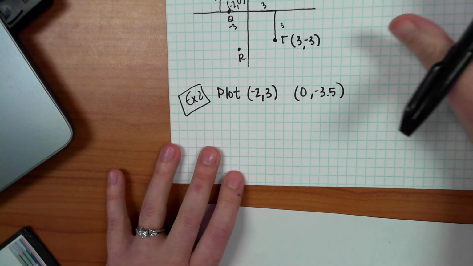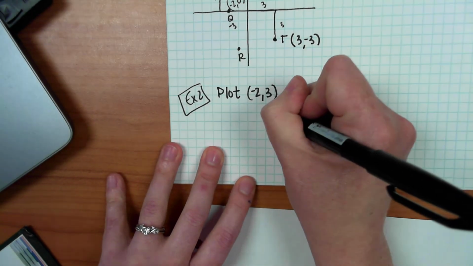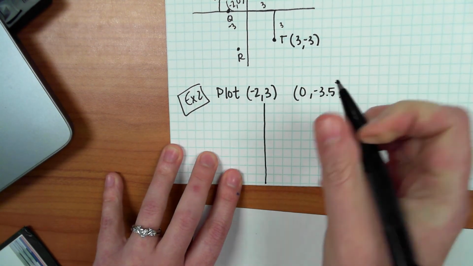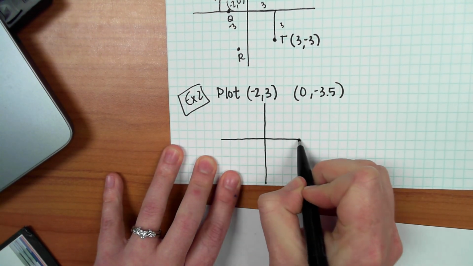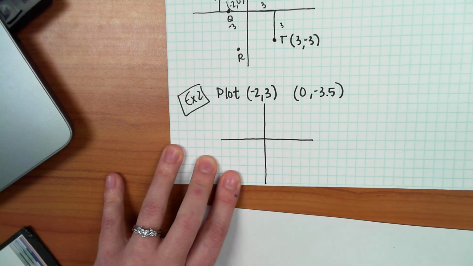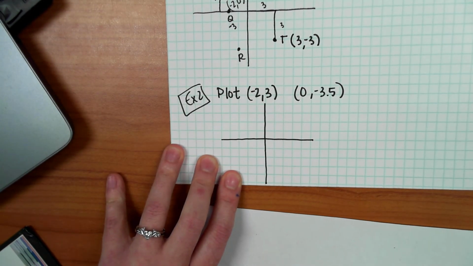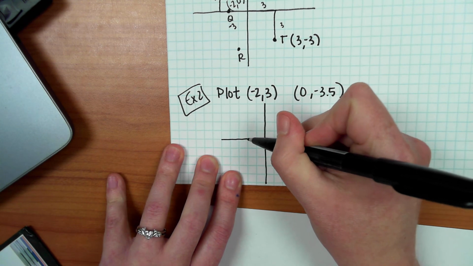Example 2 asks you to actually plot the points. And so we're going to do that. So I'm going to draw a coordinate plane. If you grabbed a packet, there is some graph paper. You do not have to use graph paper. You could just do it on a regular sheet of paper, but graph paper makes it a little bit easier if you have some. So each line is its own spot.